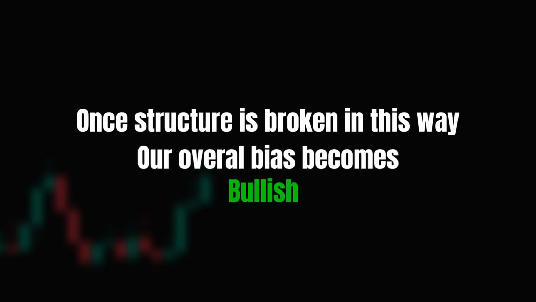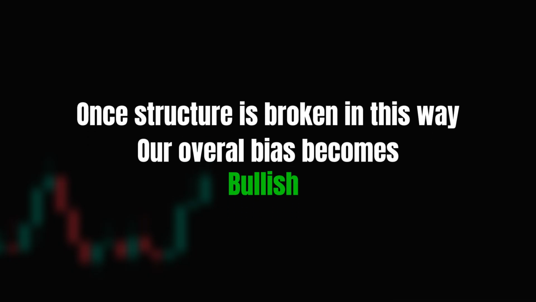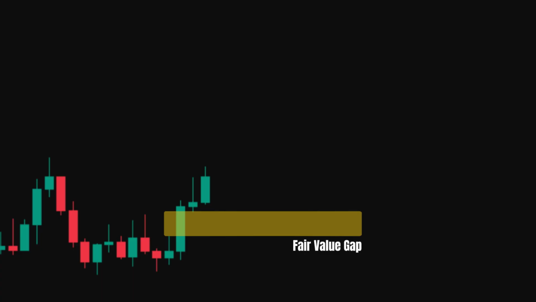Now let's walk through a real example. Looking at the chart, we can see that price pushes above previous highs. This movement creates a clear break of structure to the upside. And once structure is broken in this way, our overall bias becomes bullish. Now, what does that mean? It means we are only interested in buying opportunities. No sells, buys only. After the break of structure, price leaves behind a valid fair value gap.